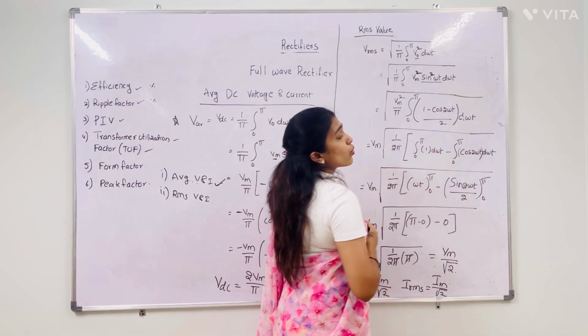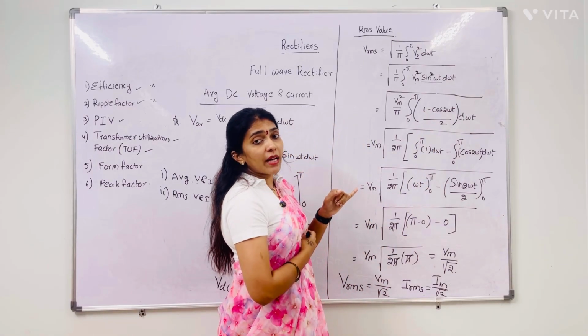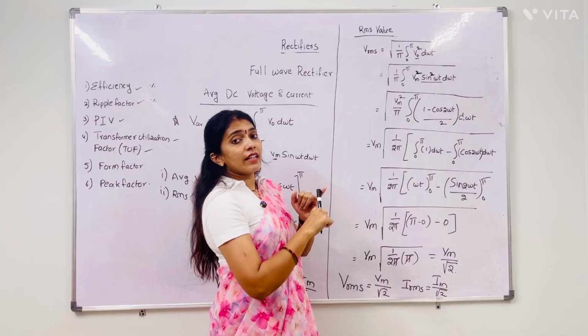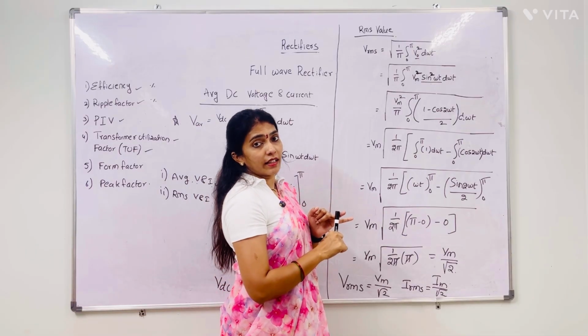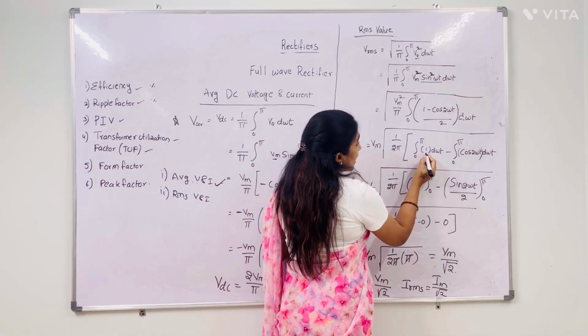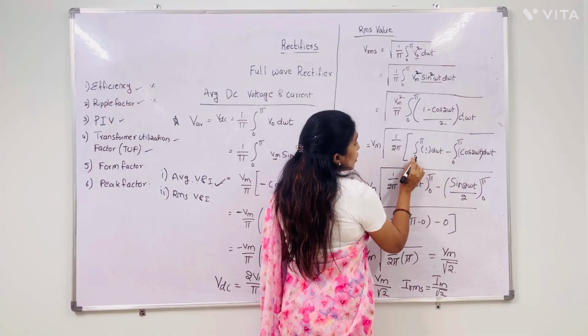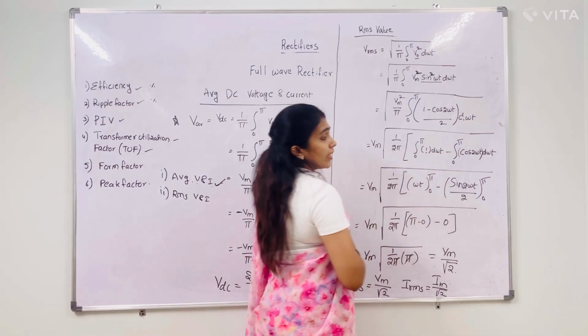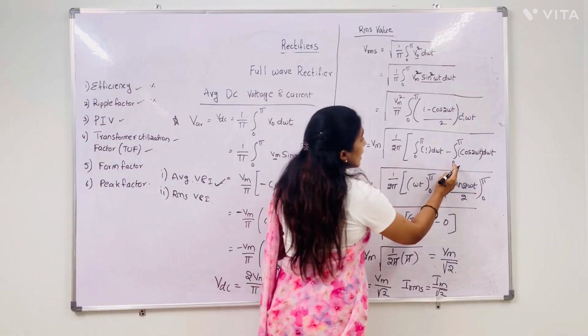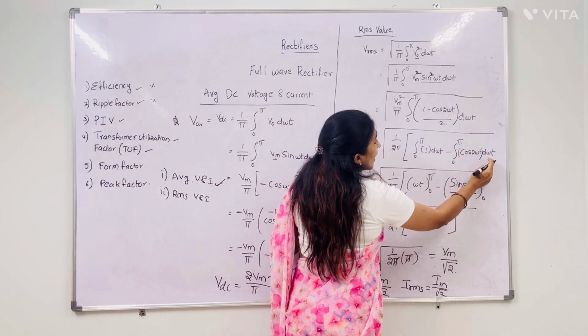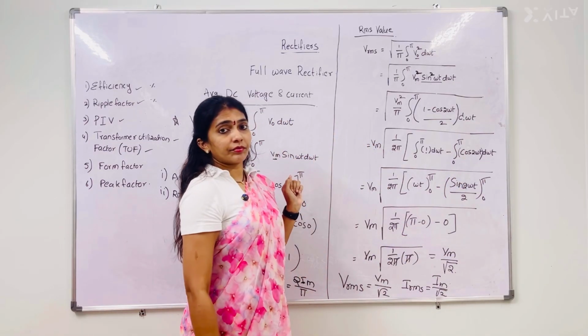1 minus cos 2 omega t. So you have to apply integration for 1 and integration for cos 2 omega t. Right? So first apply integration for 1: integral 0 to pi 1 d omega t minus integral 0 to pi cos 2 omega t d omega t.